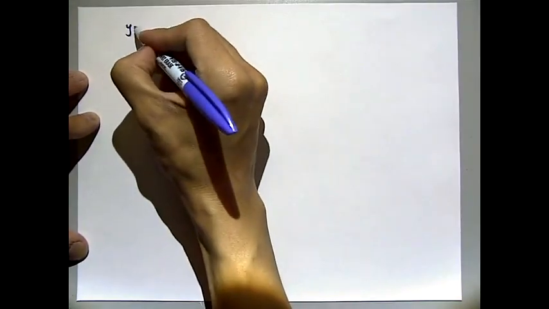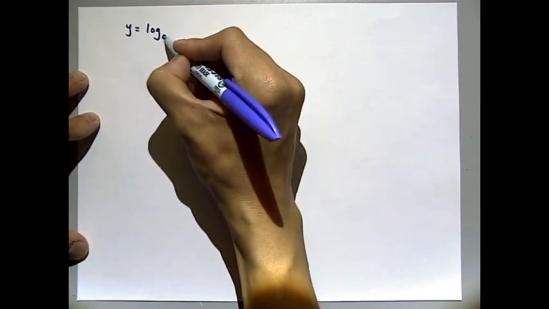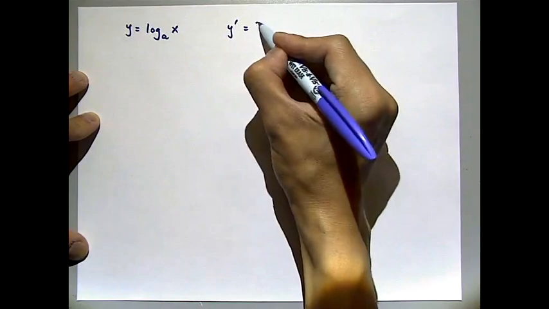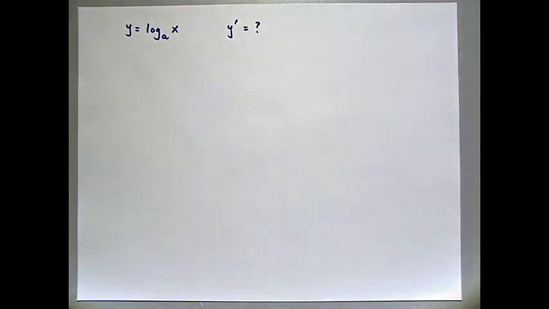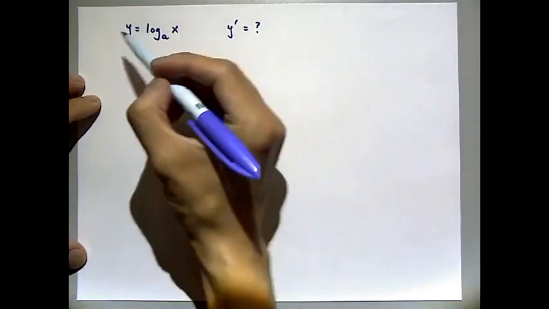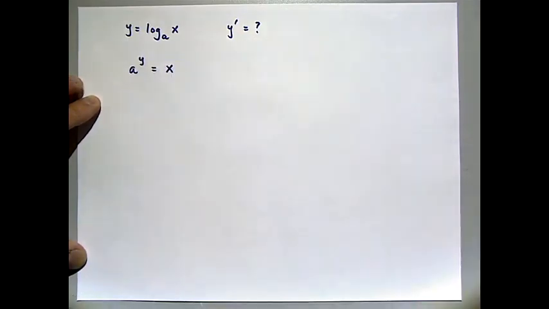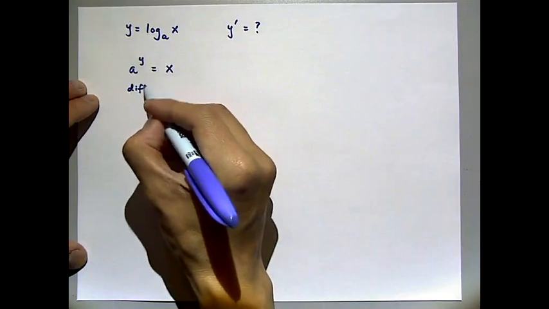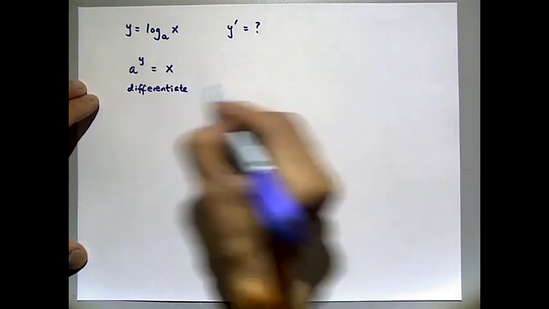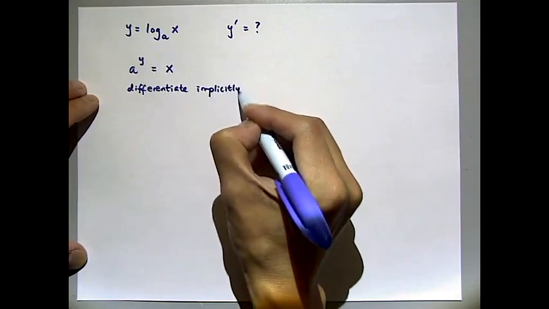All right, so now let's take a look at what happens when we have log to some other base and not just the natural log. We'll leave it very general. Let's say y is log base a of x. We'd like to find out the derivative for that. And everything rests upon implicit differentiation again. Okay? The equivalent statement to this is a to the y is equal to x. Differentiate implicitly.